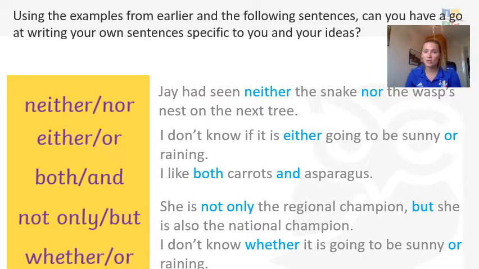Now I'd like you to have a go at using these different correlative conjunctions in your writing. So you can either use the ones that I've done here and up level them, so adding more adjectives or adverbs, or alternatively you can use these to come up with your own sentences. So for example, if we look at the one where I like both carrots and asparagus, you can tell me something that you like, two things that you like. It could be that you could tell me that a family member of yours is not only good at something but also good at something else.